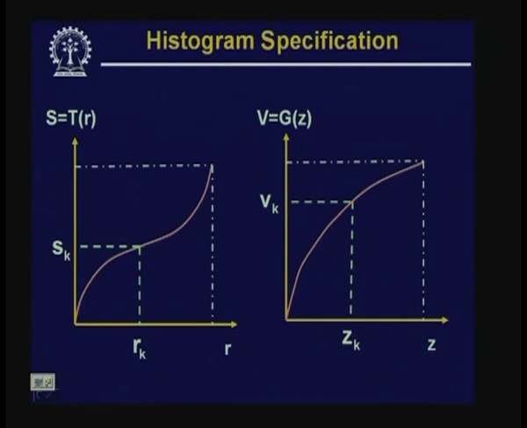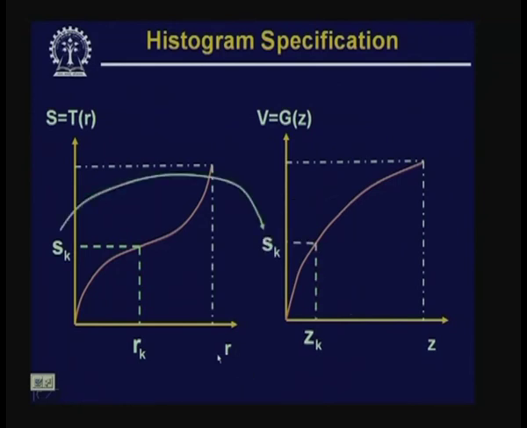Now, once we have these two transformation functions, they straightaway tell you that given an Rk, I can find out the value of Sk, and given a Zk, I can find out the corresponding value of Vk. But the problem is Zk is unknown, we do not know the value of Zk. This is the one that we have to find out by using the inverse transform Z inverse.